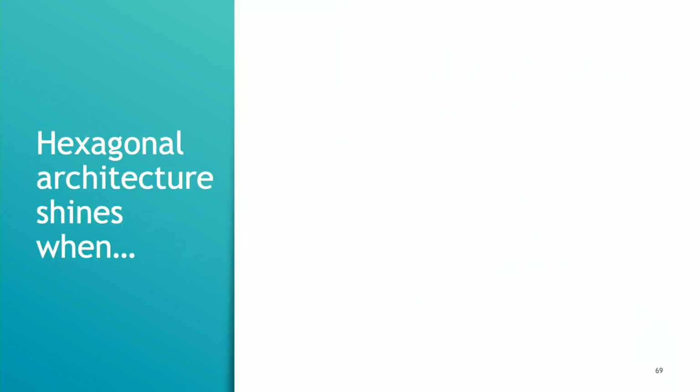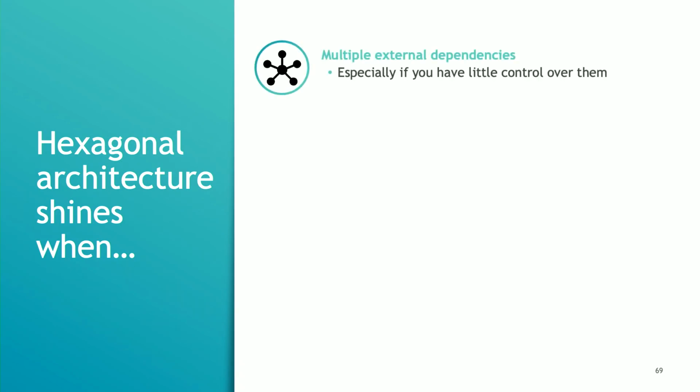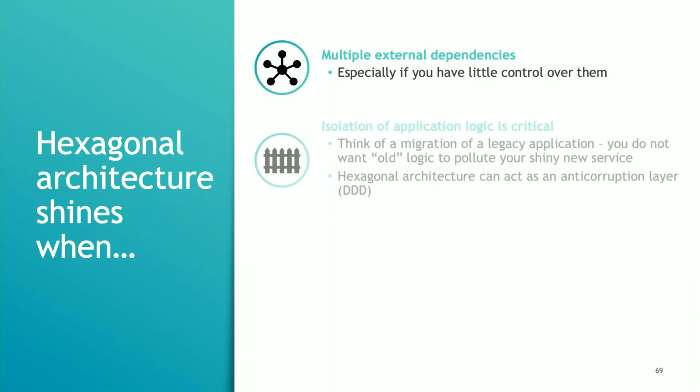Okay, and wrapping up, final slide. When does hexagonal architecture shine? I think it shines especially when you have multiple external dependencies. So if you're consuming a few APIs from different teams, and maybe the collaboration between the teams is not that great, that means you have little control over the dependency. Using something like hexagonal architecture can help you build a protection layer around these external dependencies.